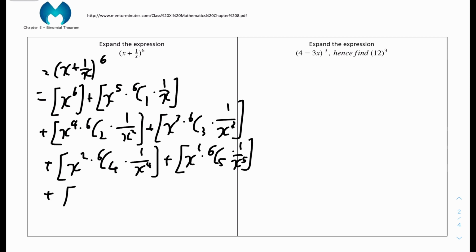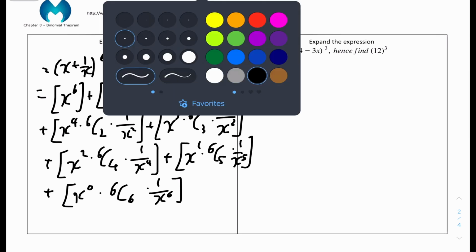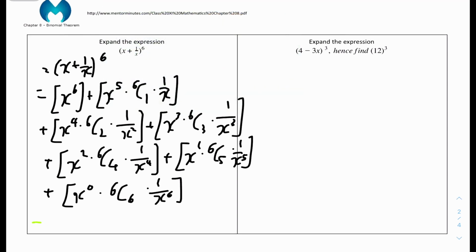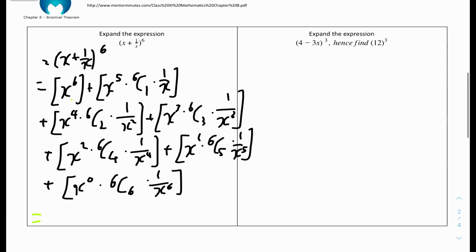And then the last term will be x to the power of 0, which is just 1, times 6c6 times 1 over x to the power of 6 right here. And we'll just simplify it now. So the first term right here will just be x to the power of 6. And the second term, 6c1 will equal 6, so plus 6.